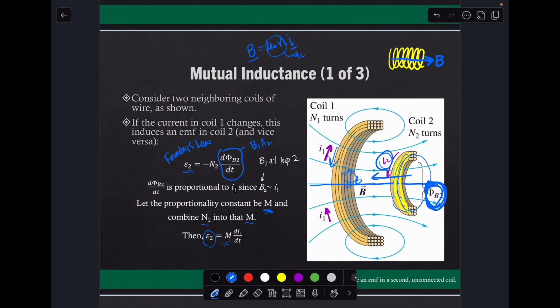Okay, so all we did is we substituted B into the flux change. Since the area is not changing, we pulled it out. We pulled out all these other items that aren't changing with time. The only thing that can change with time is the current, and that's right here. And then all those other constants are in the M. So basically what we've shown is how to determine the voltage through coil 2 due to a magnetic field created by current flowing through coil 1. Okay?